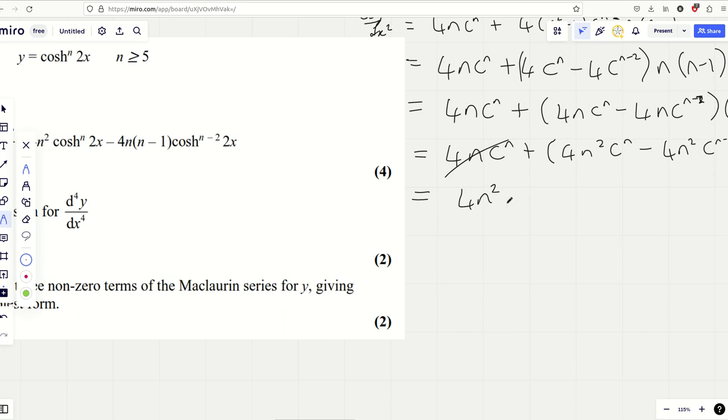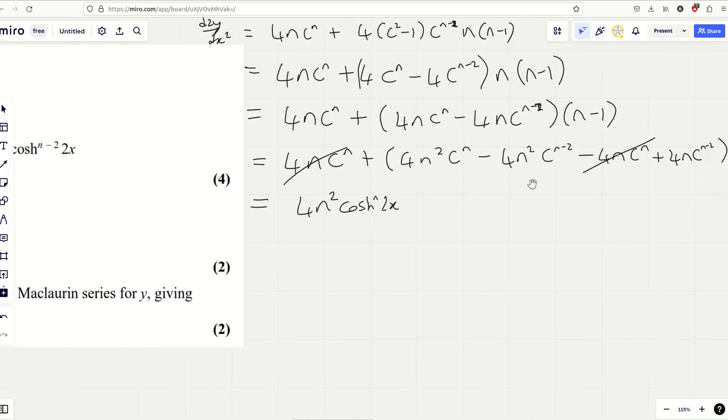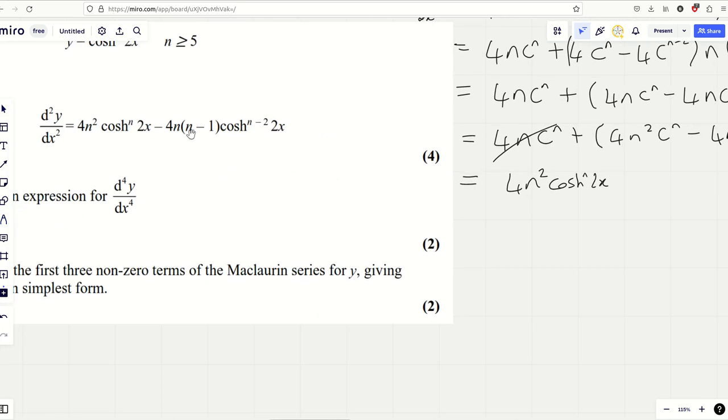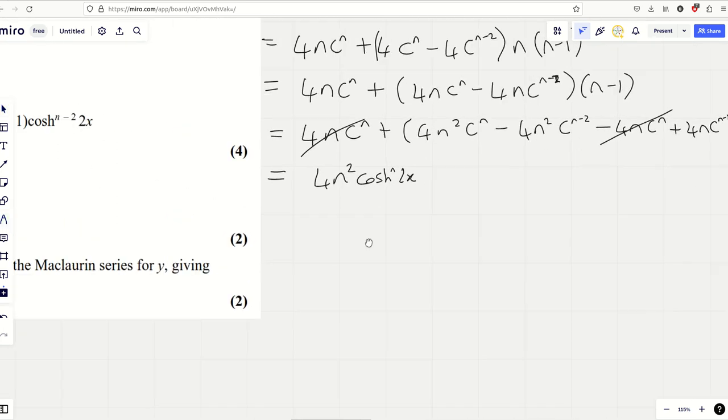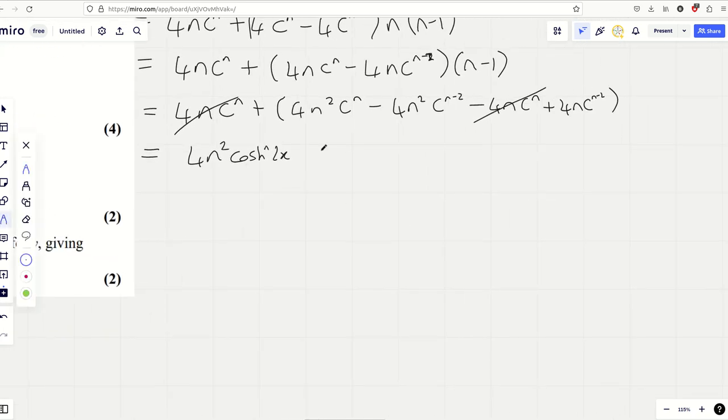I'll write it now in their form, because remember, my c is just cosh 2x. And then I've got, what have I got here? Minus 4n squared. And basically, if I factorise that back out and take out the 4, all I've got to do is just factorise this.